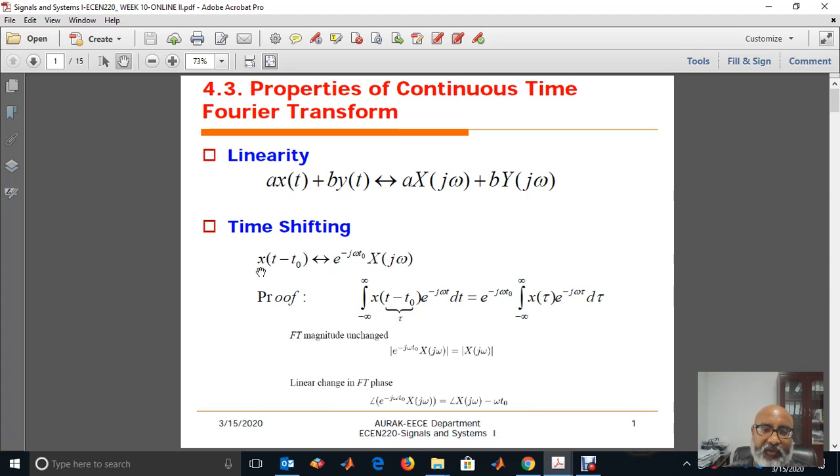Okay, if the Fourier transform of x(t) is X(j omega), what is the Fourier transform of x(t minus t naught)? That means if I shift the signal by t naught, what will happen? It will be the same as X(j omega) multiplied by a phase factor. This phase factor is e to the power of minus j omega t naught. So there will not be change in the magnitude of the frequency spectrum, but in the phase, minus omega t naught will be added.